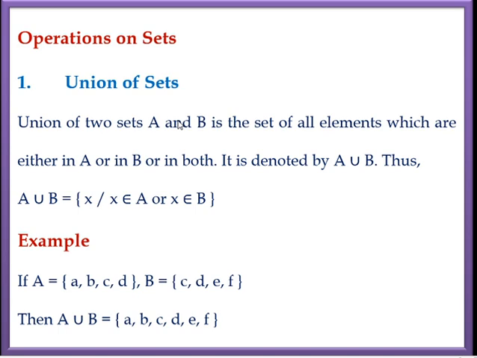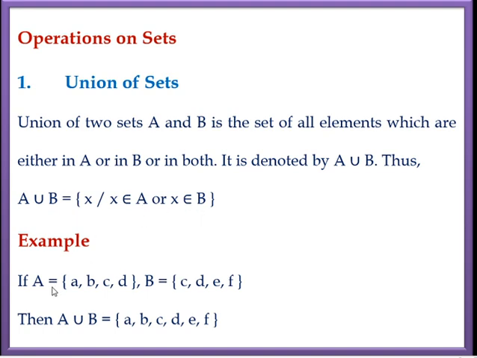Now, operations on sets. The first is union of sets. Union of two sets A and B is the set of all elements which are either in A or in B or in both A and B. It is denoted by this symbol. Thus, what is A union B? Set of all x such that, how to read this? All x such that x belongs to A or x belongs to B.